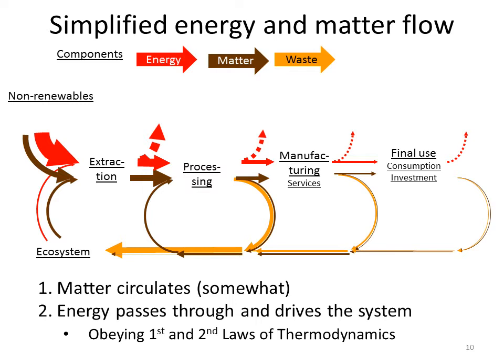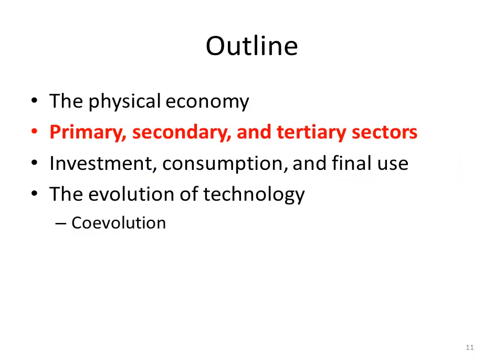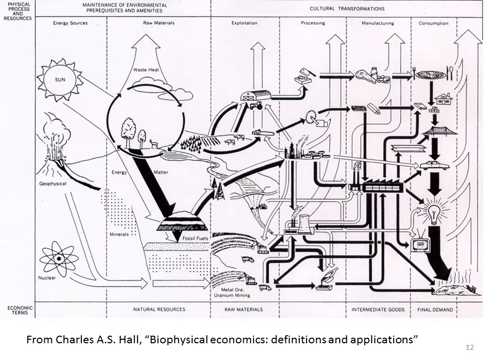At a smaller scale, a common way of looking at different types of economic activities is to group them into three sectors: primary, secondary, and tertiary. We can return to the Charlie diagram to map these conventional terms onto the underlying physical processes. The primary sector is resource extraction: agriculture, forestry, fishing, mining, hydroelectric installations, wind power.